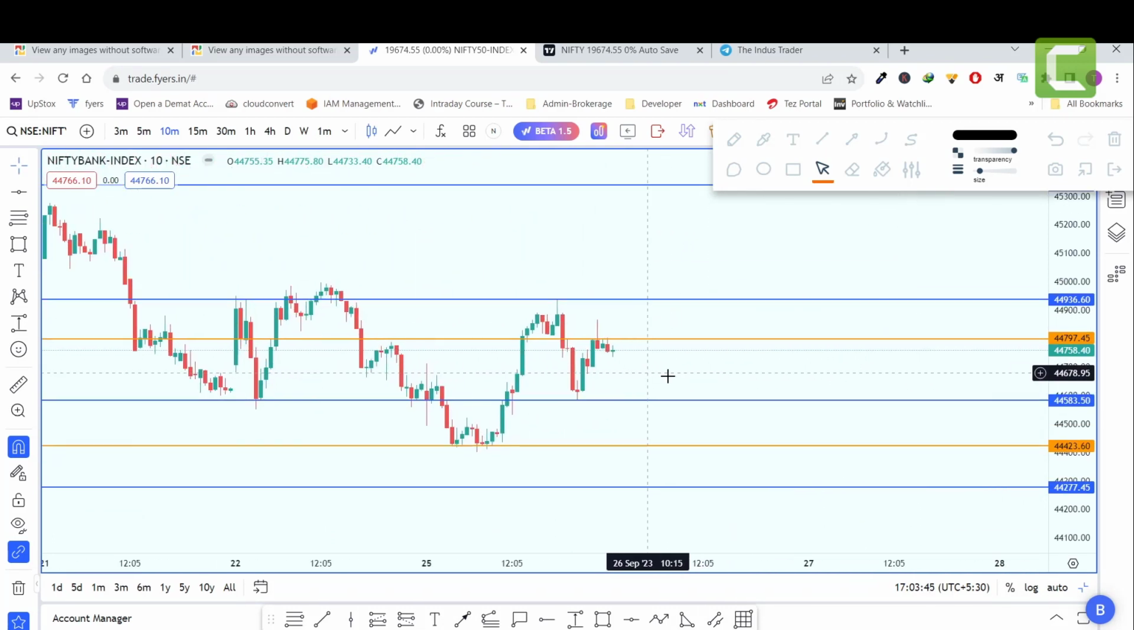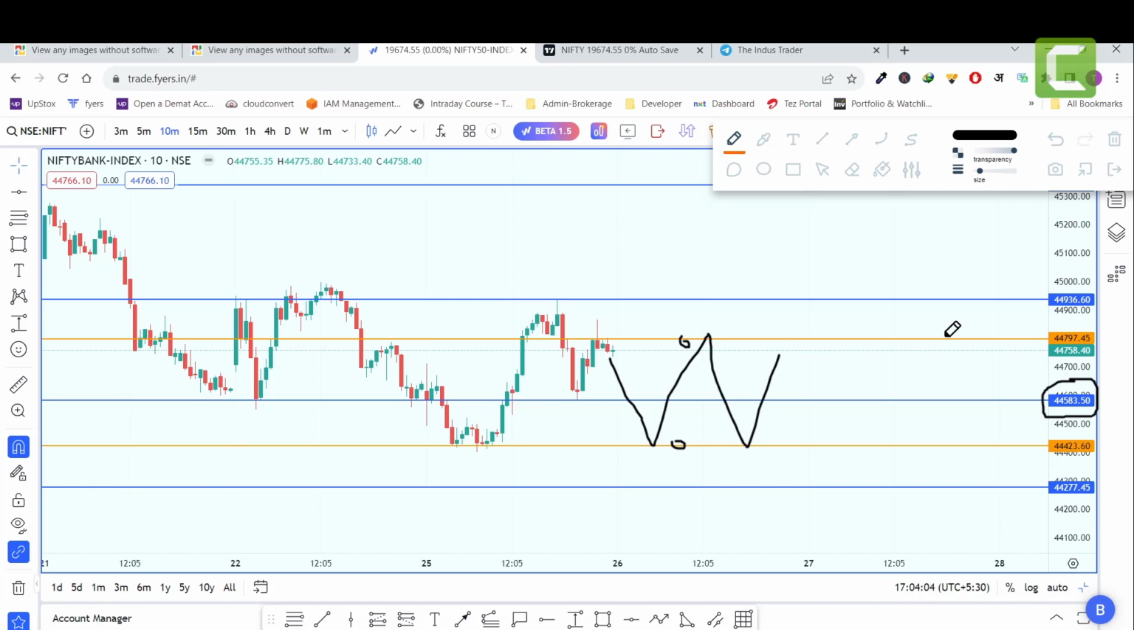Similar case with Bank Nifty, you can see the zone, but again we have a middle level, just like yesterday we discussed. So it will be a better idea to take trades in the range below and the range above. You can buy trades in this range between 44,797 and 44,423. In between this, you can plan your trades.